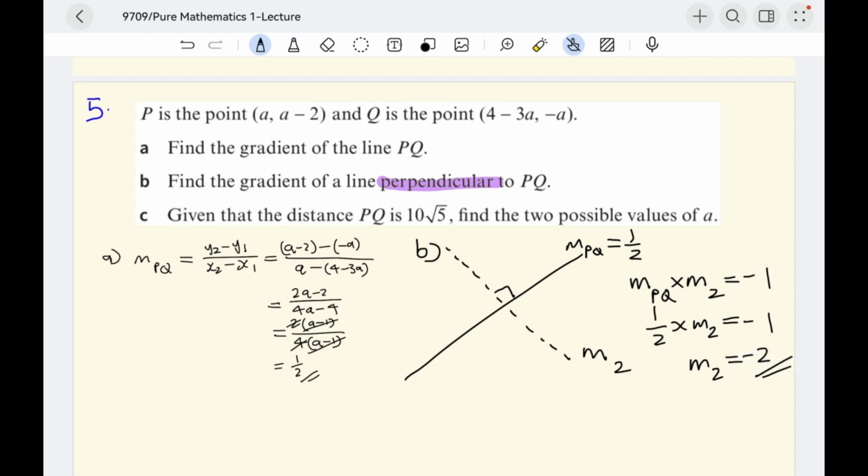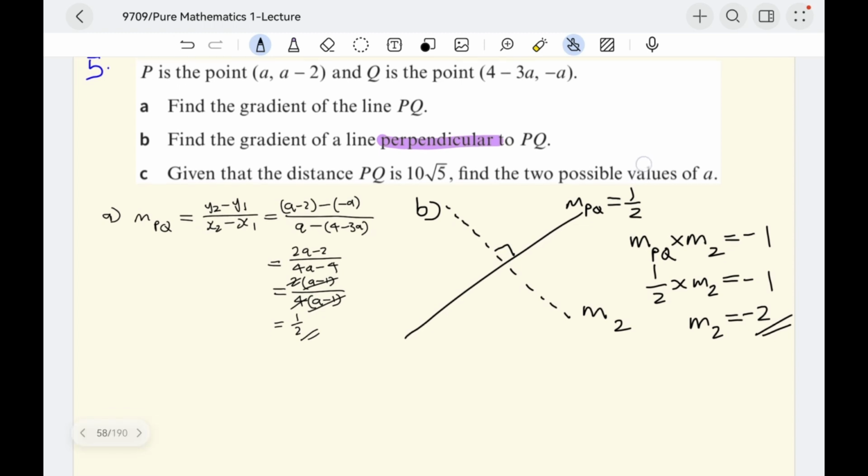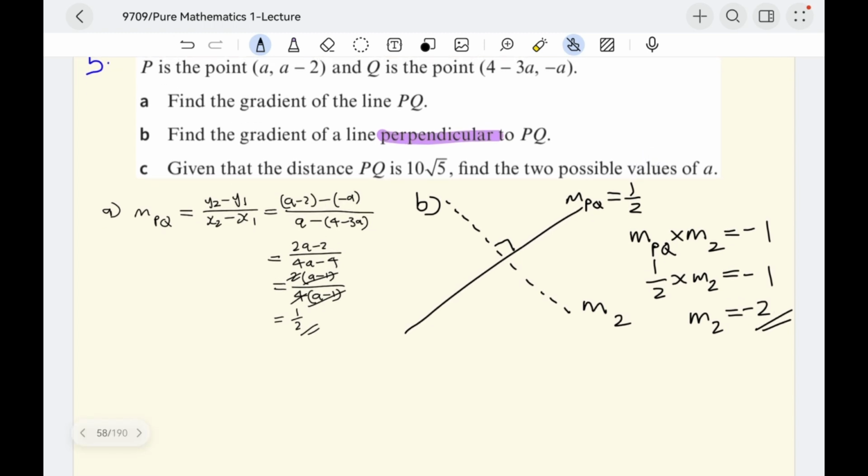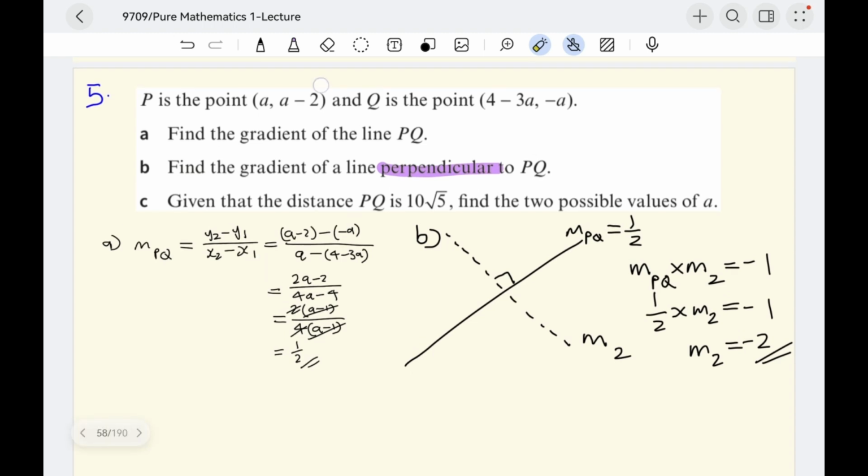Okay, so that's the answer for the B. Okay, let's move on to the C. Given that the distance PQ is 10 square root of 5, find the two possible values of A. Okay, so you need to use the information from the coordinates of P and Q and then use the distance formula and then equate to this value given and then to find the two possible values of A.